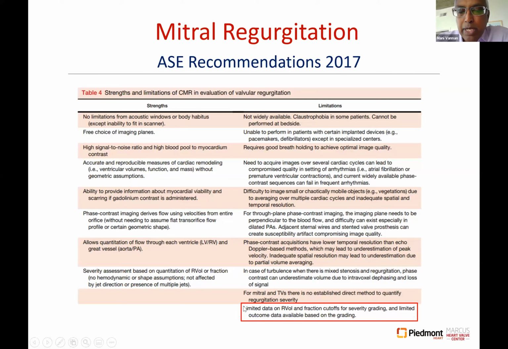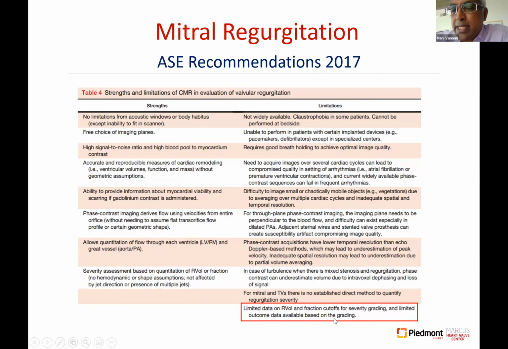One of the limitations mentioned in the 2017 guidelines with respect to MRI is that even though we will be able to measure regurgitant volume and regurgitant fraction, which I believe is the most physiologic measurement in any regurgitant lesion, MRI-based regurgitant volume and regurgitant fraction does not have well-defined cutoffs for severity grading, and there is limited outcome data based on MRI regurgitant volume and fraction, unlike PISA EROA.